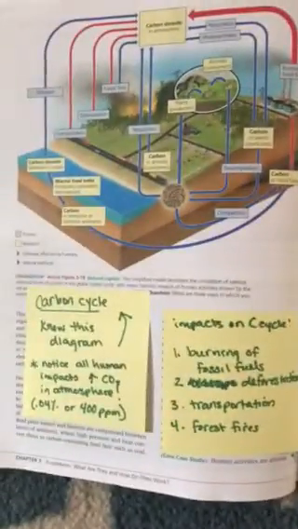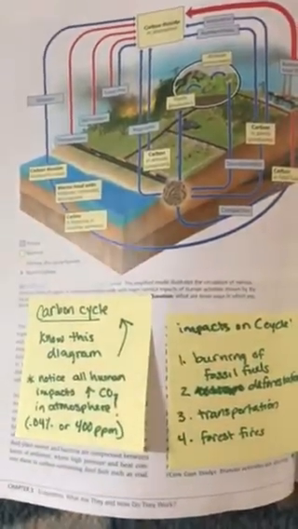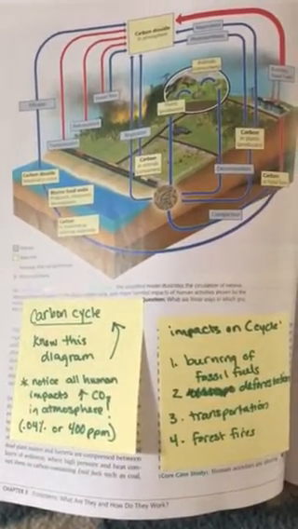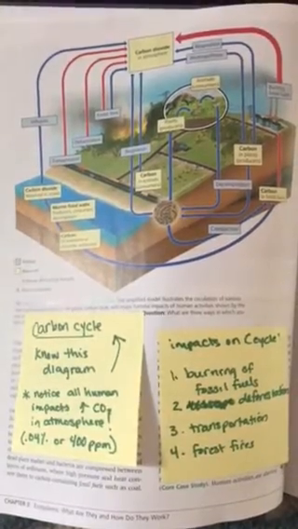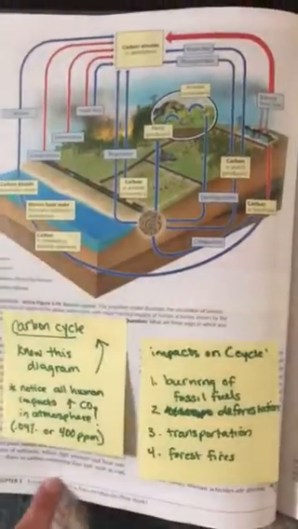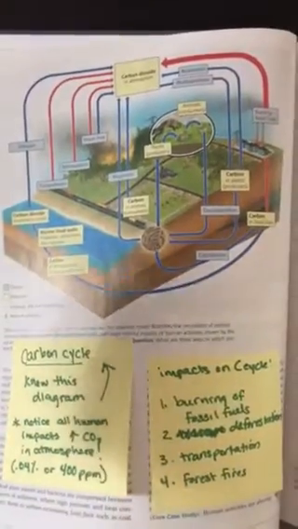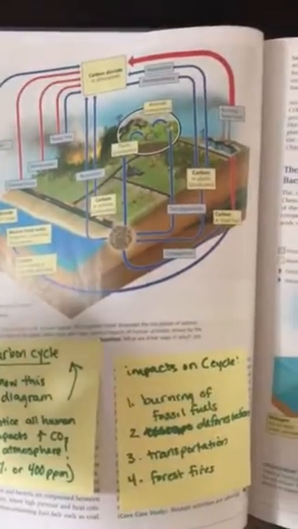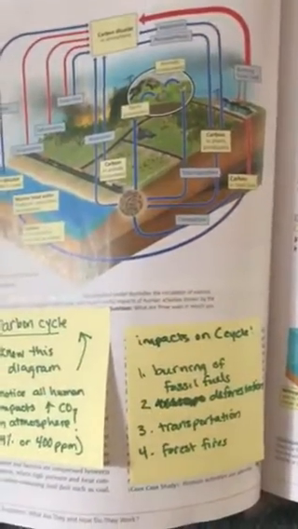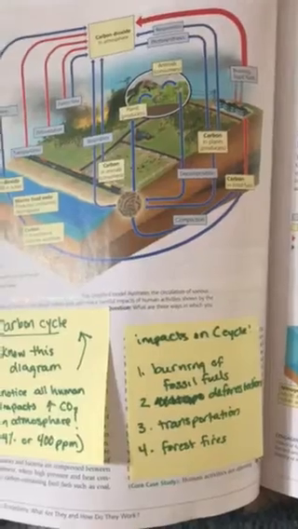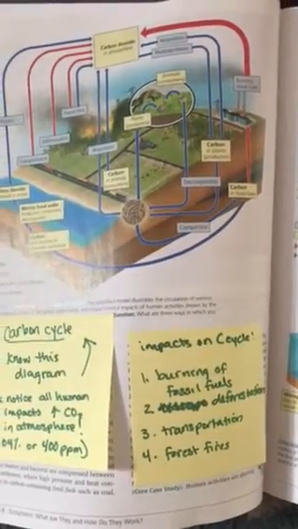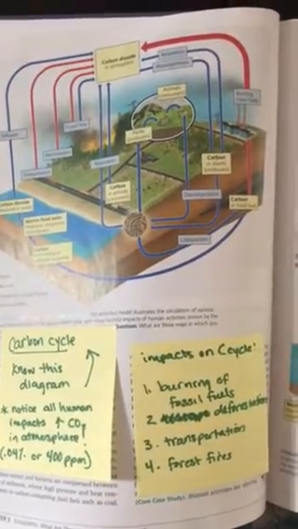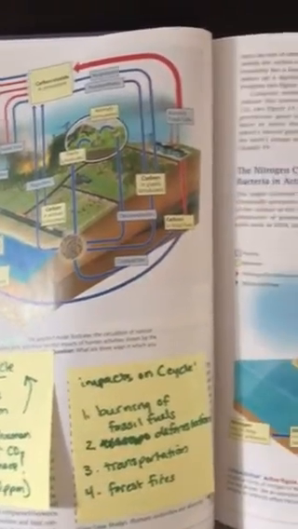Carbon cycle, and that's probably the one you're most familiar with after water. Definitely note this diagram right here, figure 3.19. Notice that all of the human impacts, those red arrows, increase carbon dioxide in the atmosphere. We're at 0.04%, or 400 parts per million. We're over that now as a standard. Human impacts on the carbon cycle: burning of fossil fuels, which is huge, or combustion, deforestation, transportation, and forest fires. These will all come up again multiple times, particularly when we get to our energy unit and then climate change.